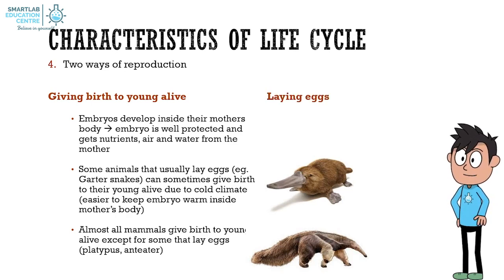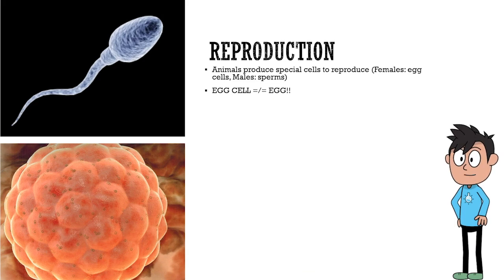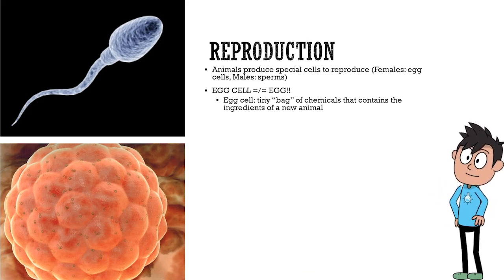Laying eggs. 80% of all animals hatch from eggs. Reproduction: all animals produce special cells to reproduce. Females produce egg cells; males produce sperm. An egg cell is a tiny bag of chemicals that contains the ingredients for a new animal.